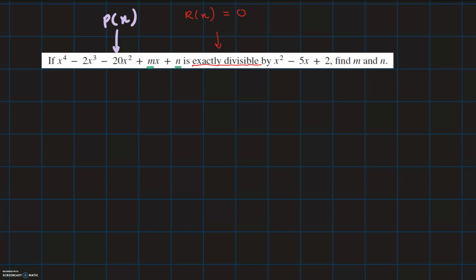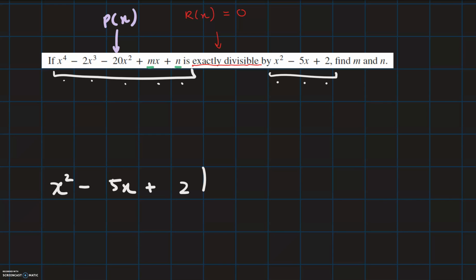Okay, let's have a go at doing this question. So I'm going to set it up. My polynomial here, I'm going to check that all the powers are in place. So 4, 3, 2, 1, 0. Okay, I have all my powers of x. I'm going to check my divisor here. 2, 1, 0. Perfect. I have all my powers of x. Okay, now that I've done that, I'm going to set up my long division. x squared minus 5x plus 2. I'm going to divide into that.